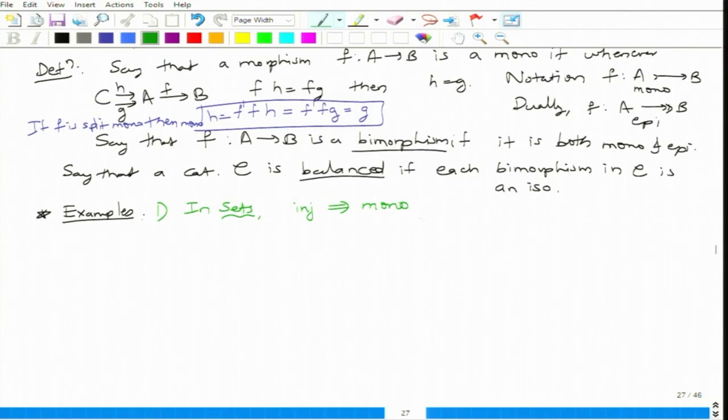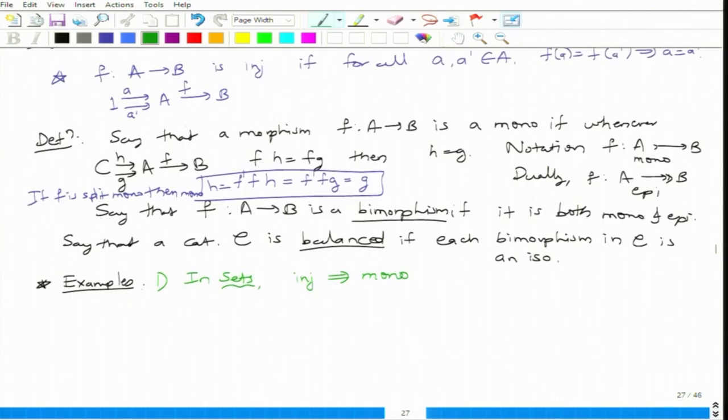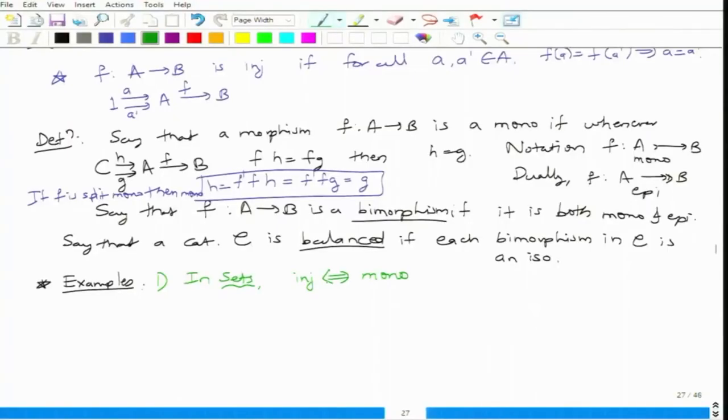No? What about this? This diagram was constructed only for that. If it is a monomorphism, then for every choice of C and every F and G, whenever the compositions are equal, then G is equal to H. So in particular, I can choose capital C to be equal to 1 and H and G to be 2 elements. So it will boil down to the definition of injectivity of the function. Therefore, monomorphisms and injective morphisms are exactly the same.